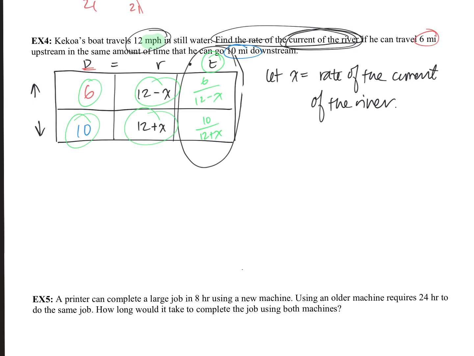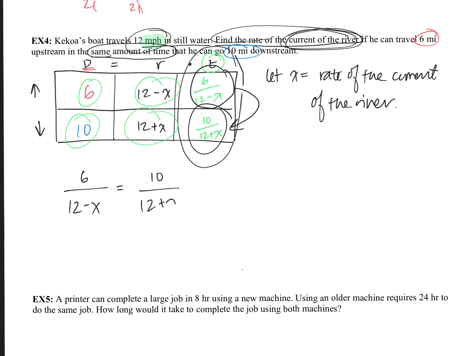Is there anything we haven't read yet? Let's see, Keiko's boat travels 12 miles per hour in still water. Find the rate of the current of the river if he can travel 6 miles upstream in the same amount of time. My variable has to do with the rate of the current, and we're trying to figure out the time. So we know that these two must be equal to each other, because the time he travels upstream and the time he travels downstream is the same. So 6 over 12 minus x must equal 10 over 12 plus x. The time upstream and the time downstream were the same.